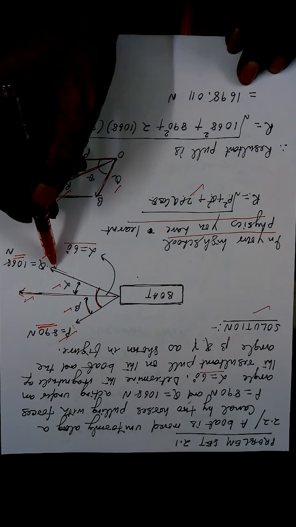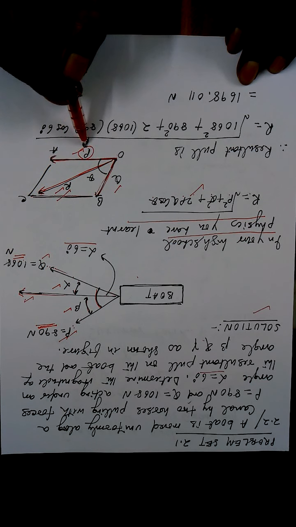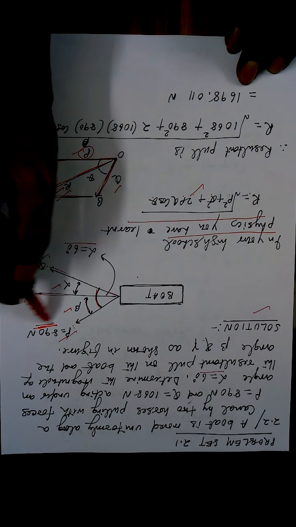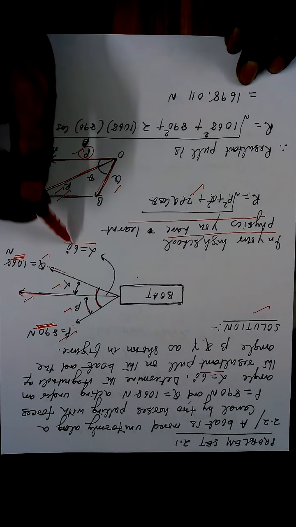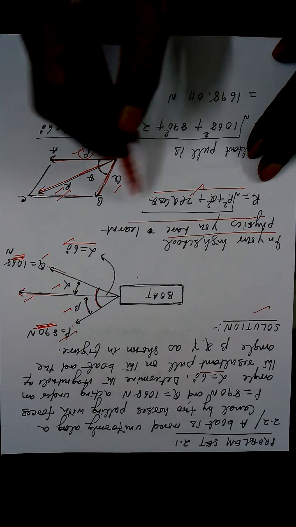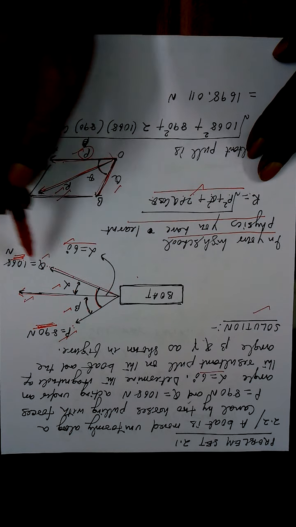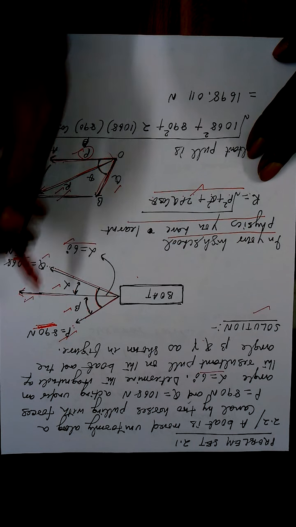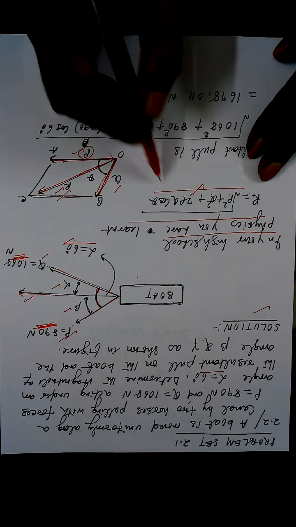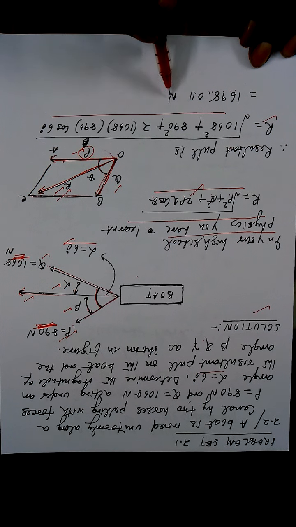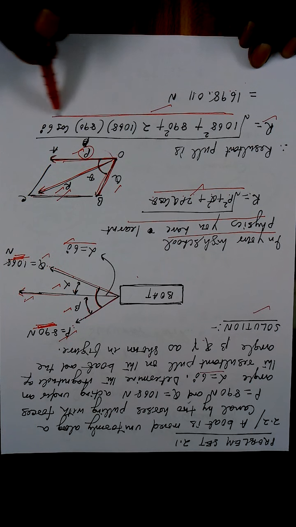So this is your value, that is 1068. This is your 890. Angle here is given as 60 degree, so this is theta. So we will use this expression. For P we shall use 1068, for Q we shall use 890, and for theta we shall use 60 degree. So putting these values in, this comes out to be 1698.011 Newton.